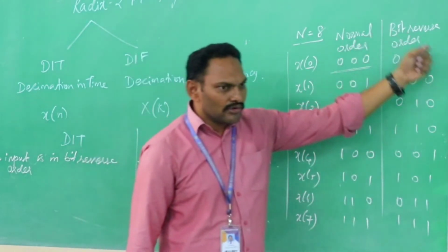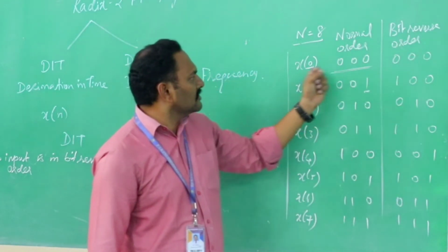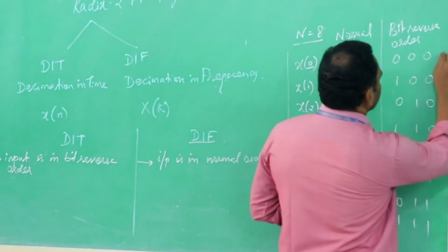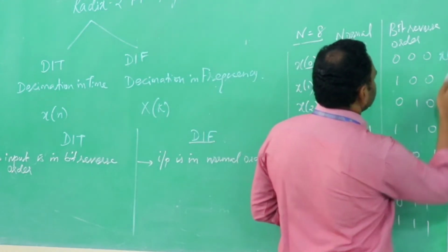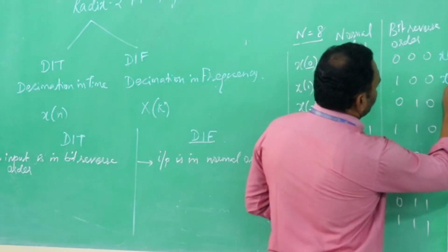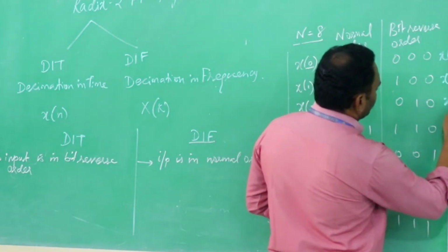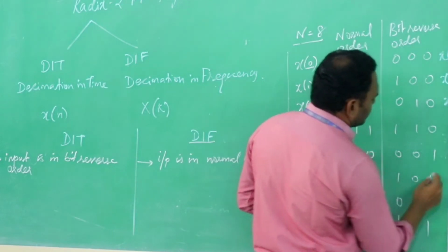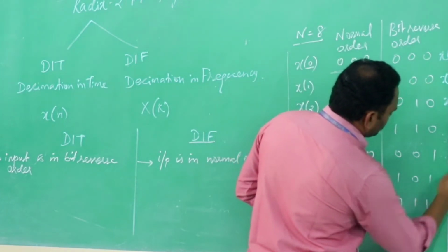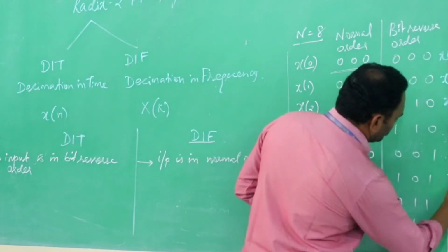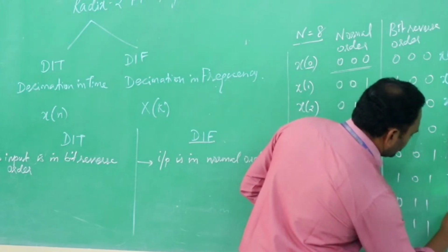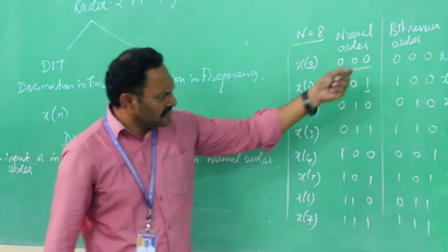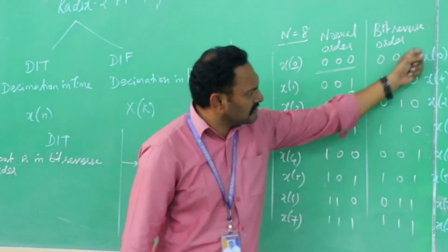We should write the bit reversal order in terms of the time sequence. So that's why we get the values as x of 0, x of 4, x of 2, x of 6, x of 1, x of 5, x of 3 and x of 7. Like this, we will get the bit reversed time sequence values.